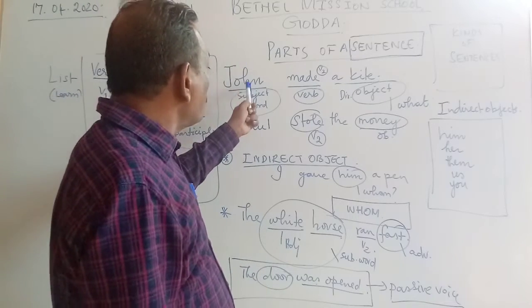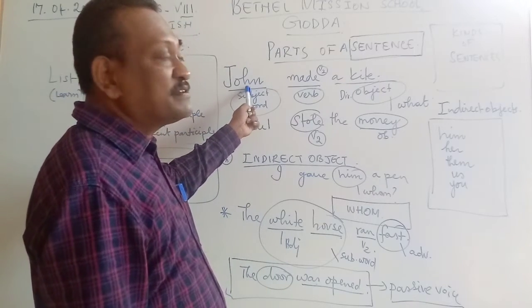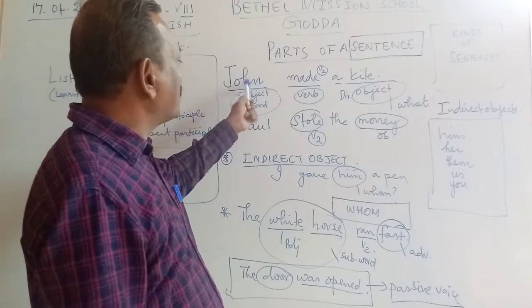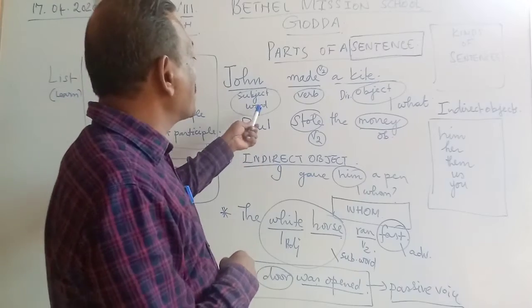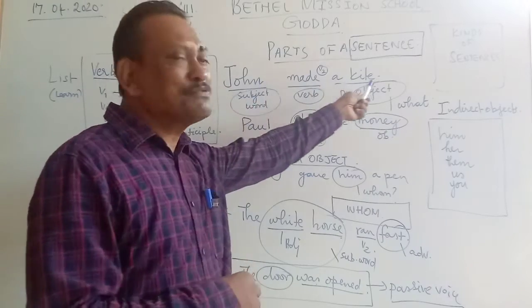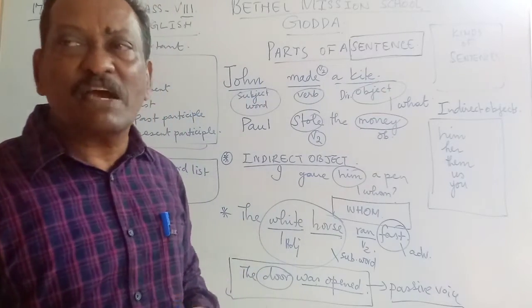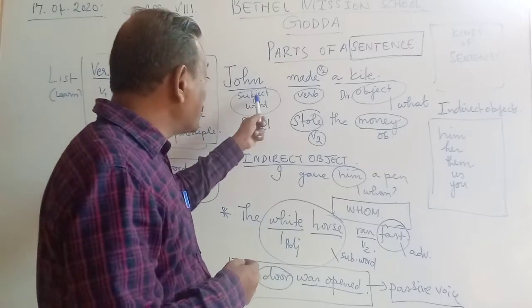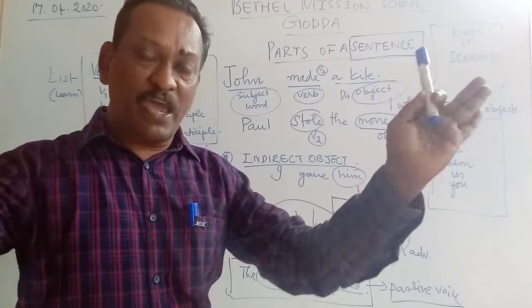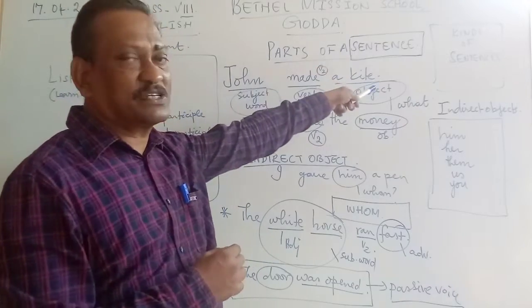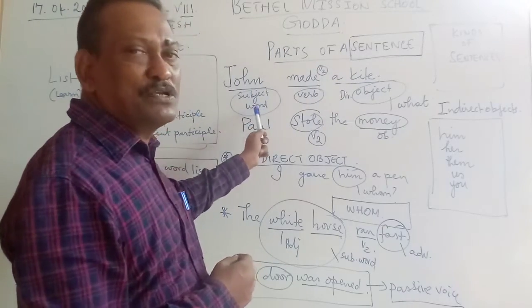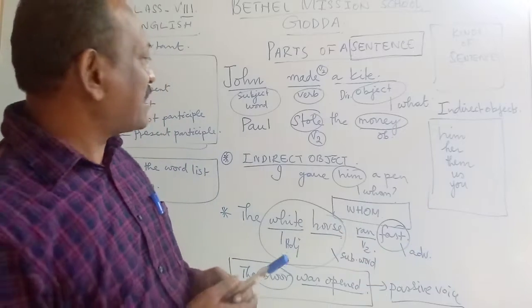So the most important word in this sentence is nothing but John, because John is the subject word. Without John, the sentence will not make sense. It will be incomplete. Therefore, the subject is required to make the sentence a full one. So, John made a kite. John is a subject word. You can also call it the subject of the sentence.